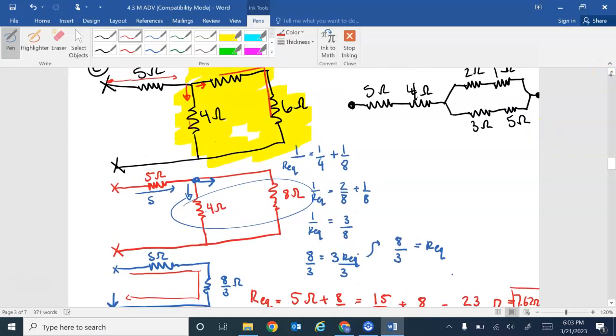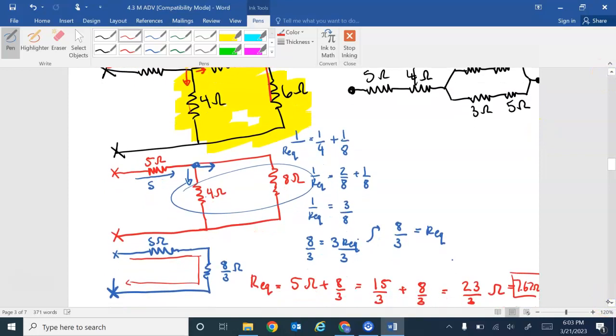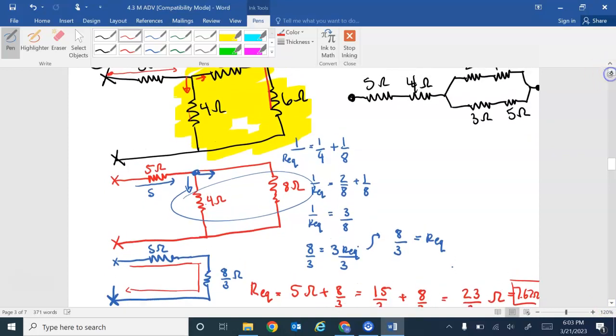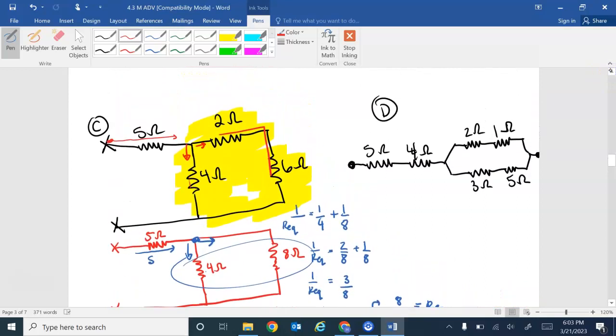Awesome. So if you have any questions, feel free to write them in the comments. I want to go ahead and just give you the answer for this one, just so you can have practice with it for D. But the answer to D right here is 11.18 ohms.